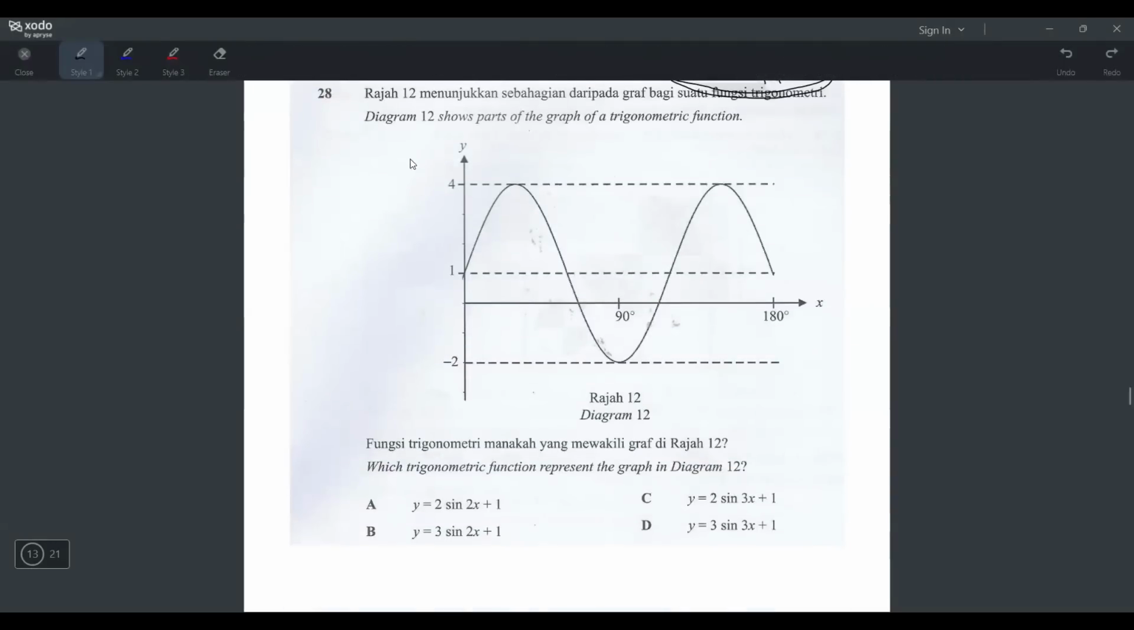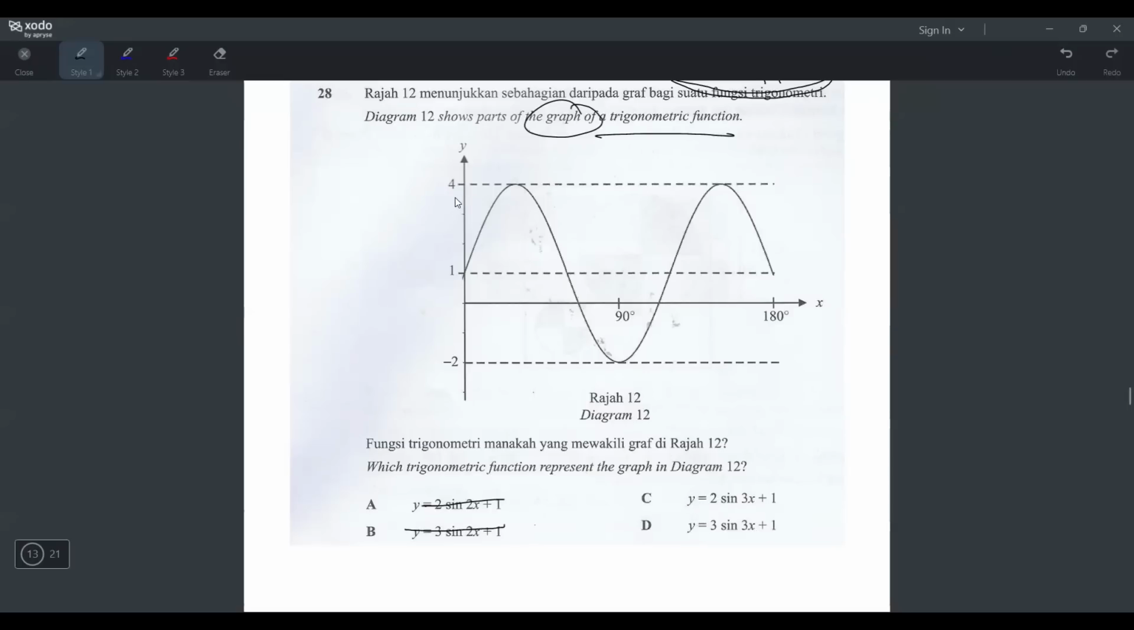Okay, let's move on. 28. Diagram 12 shows part of the graph of a trigonometric function. This is obviously the trigonometry chapter and they ask a graph question. Okay. Alright, so they give a graph here. Which trigonometric function represents the graph in diagram 12? Okay, let's look at this. 2 sine 2x plus 1, 3 sine 2x plus 1, 2 sine 3x plus 1, 3 sine 3x plus 1. Confirm not 2x. It's either C or D.